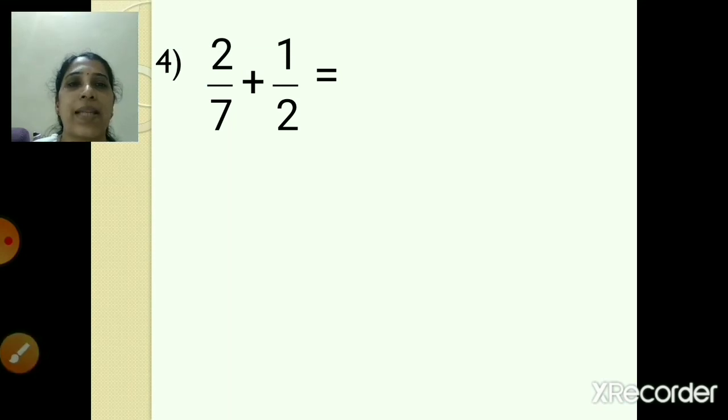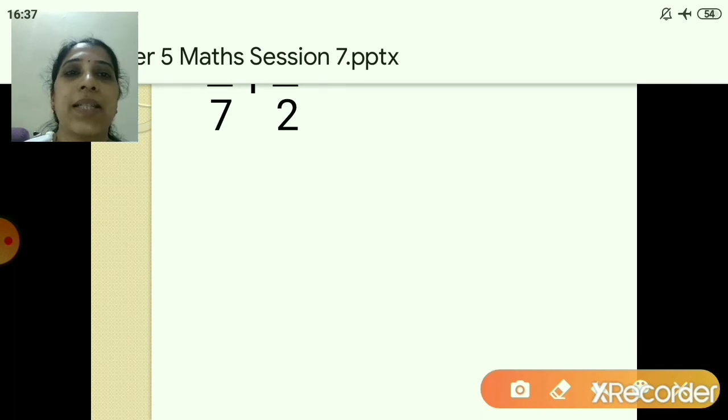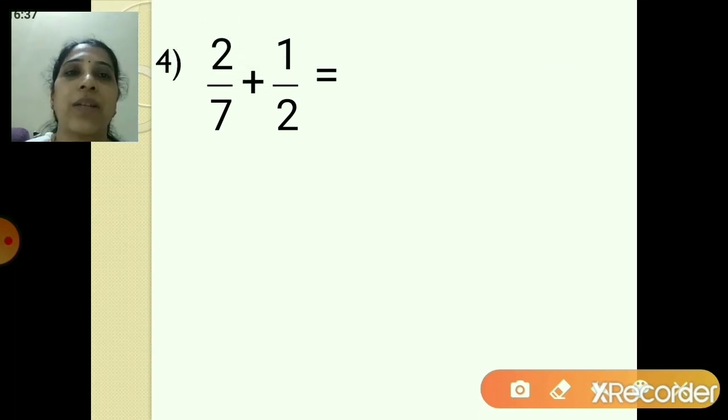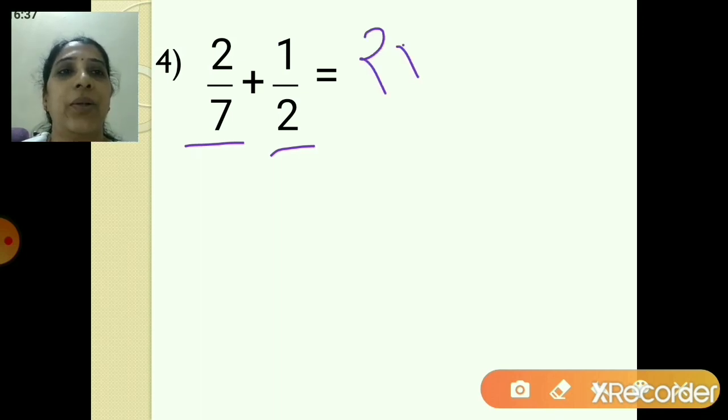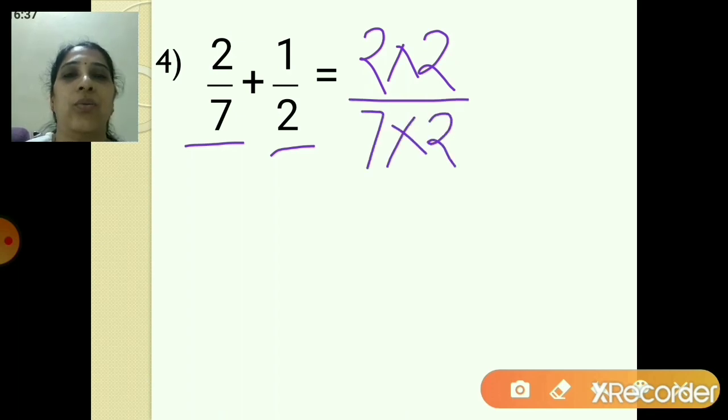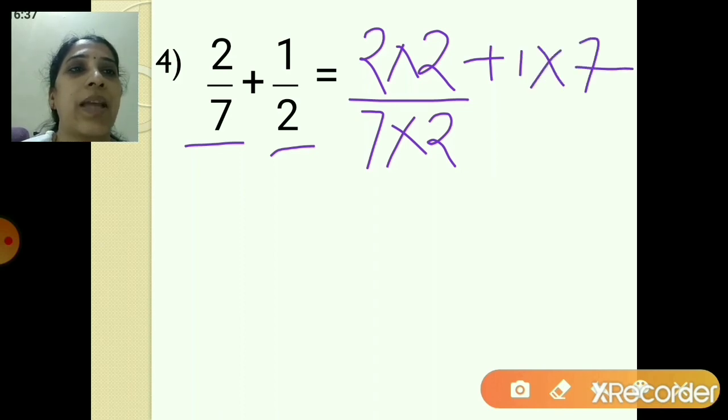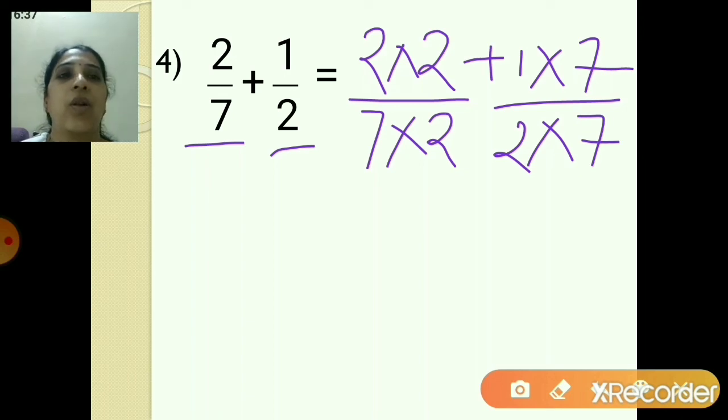2 upon 7 plus 1 upon 2. Again see the denominators, 7 and 2. Both are not divisible by each other. So we are going to carry out cross multiplication. So 2 into 2 upon 7 into 2, right? Plus 1 into 7 upon 2 into 7. So what is 2 twos are? 2 twos are 4.